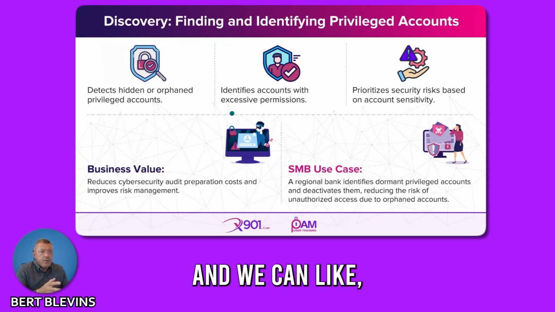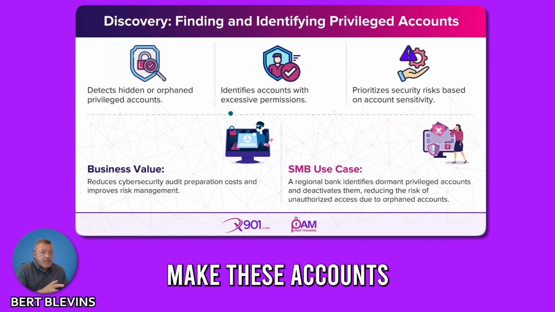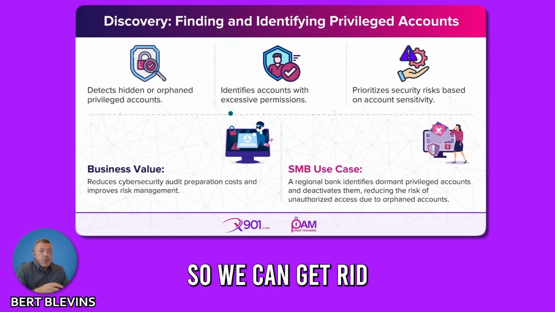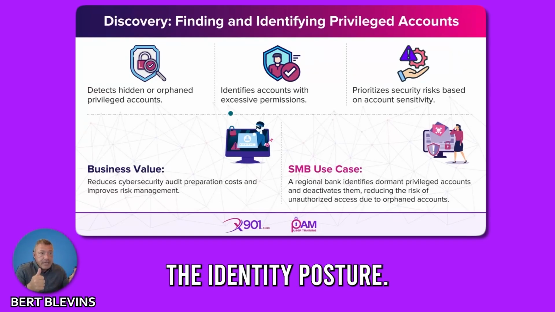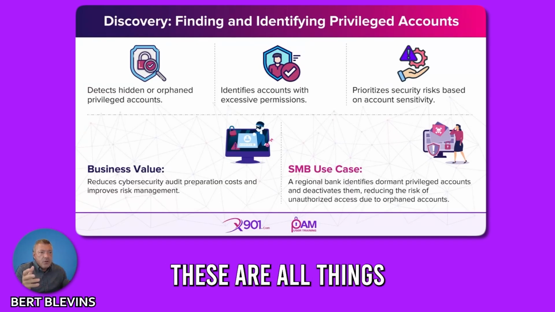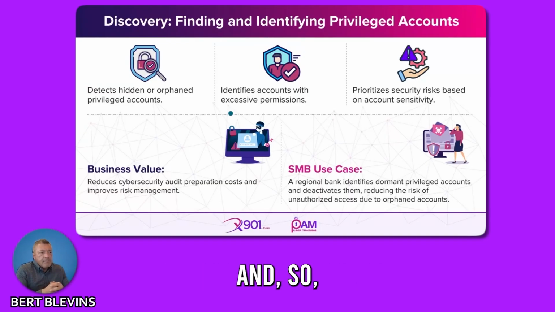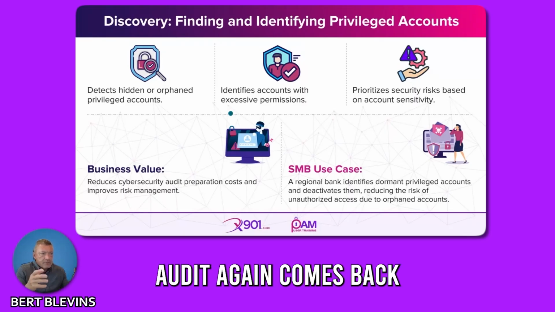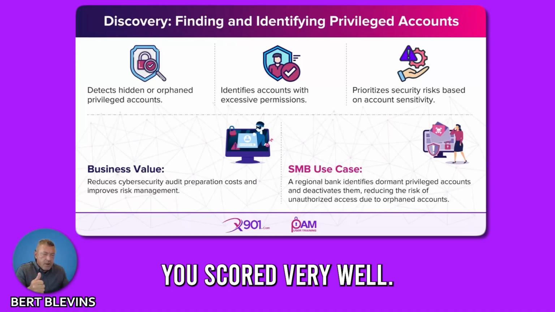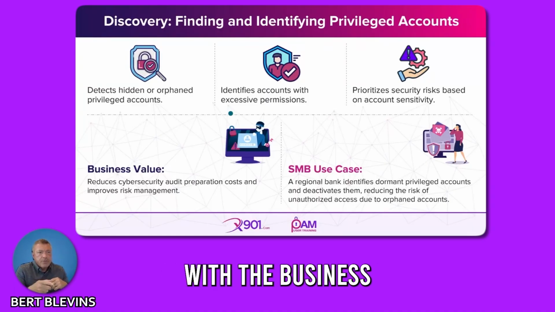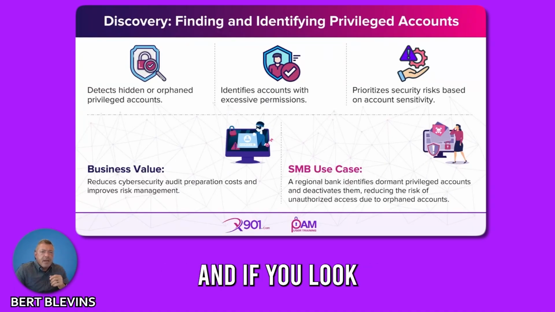Or we can combine this account with another, make these accounts come together, so we can get rid of another account. It's just reducing the attack surface, increasing the identity posture. These are all things we want to do. And if audit again comes back and gives you an A+ because you scored very well in risk management, that's what we're trying to do with the business driver there.